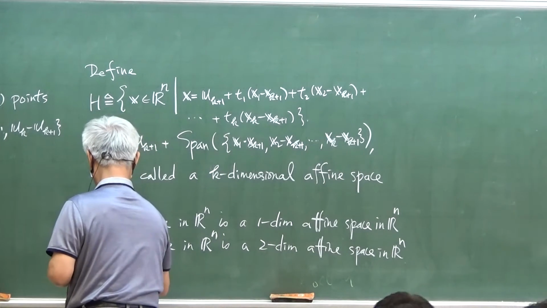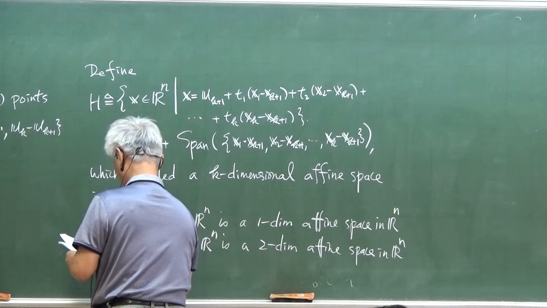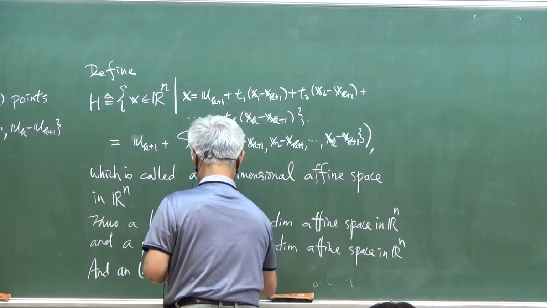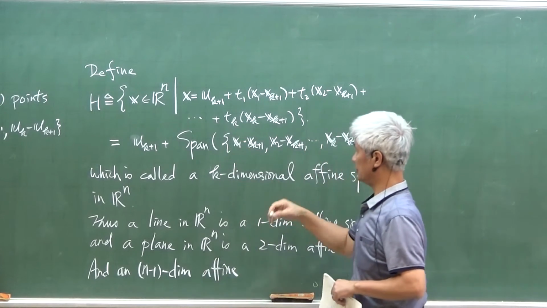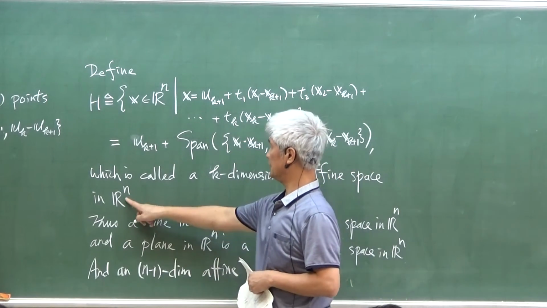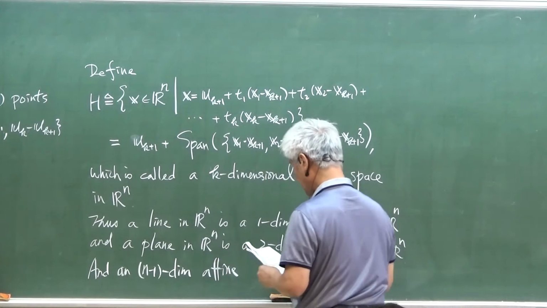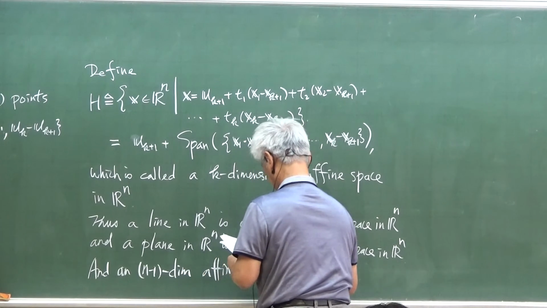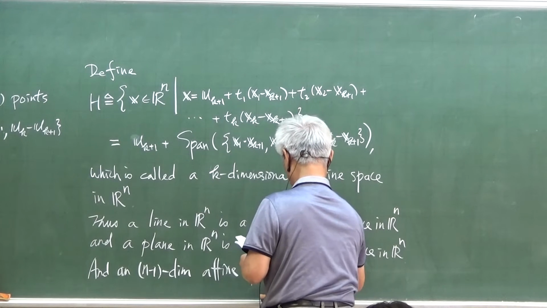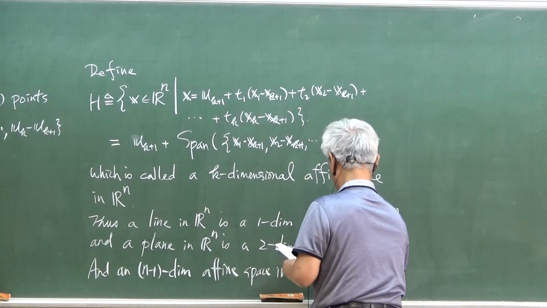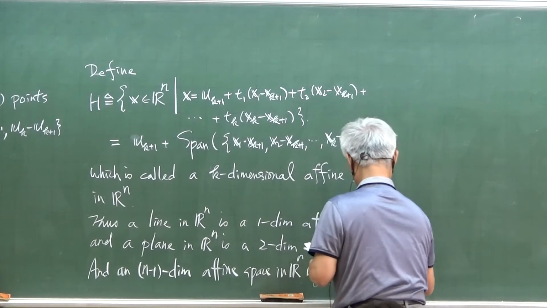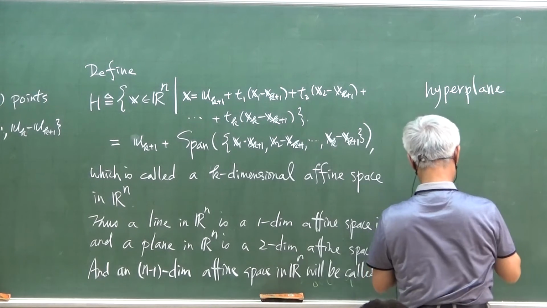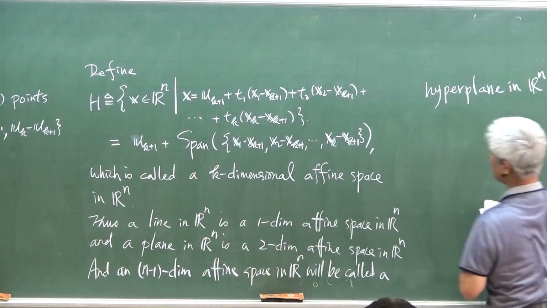And when k is equal to n minus 1, just one dimension less than the n-dimensional Euclidean space, an n minus 1 dimensional affine space in Rn has a special name, and will be called a hyperplane.